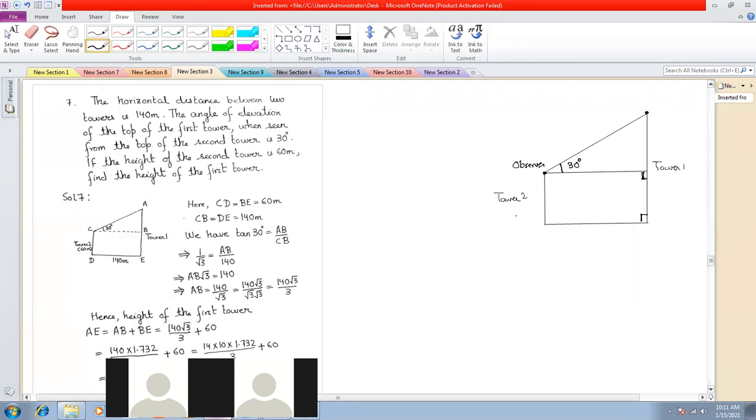30 degrees. Okay. It is also given that the height of the second tower is 60 meters. So that means the height of tower 2 is 60 meters here. Okay. You need to find out the height of the first tower. One more piece of information is given, that the horizontal distance between the towers is 140. That means this distance is 140 meters. Now let us label the diagram.